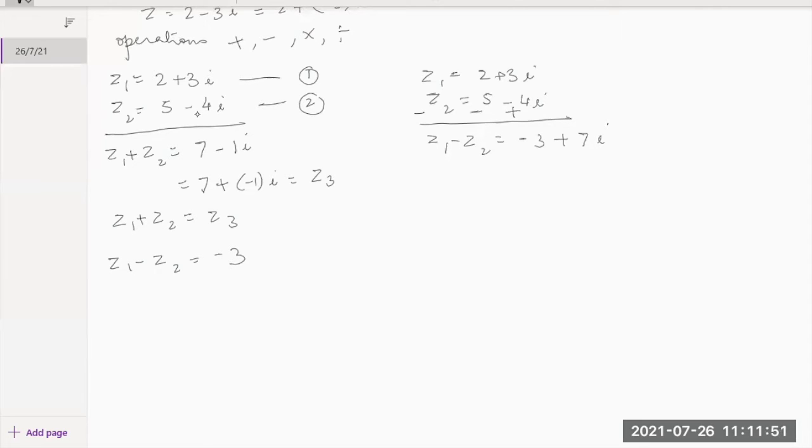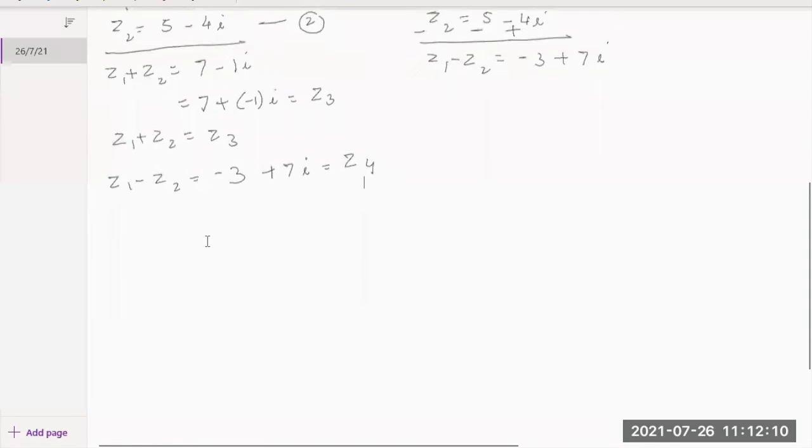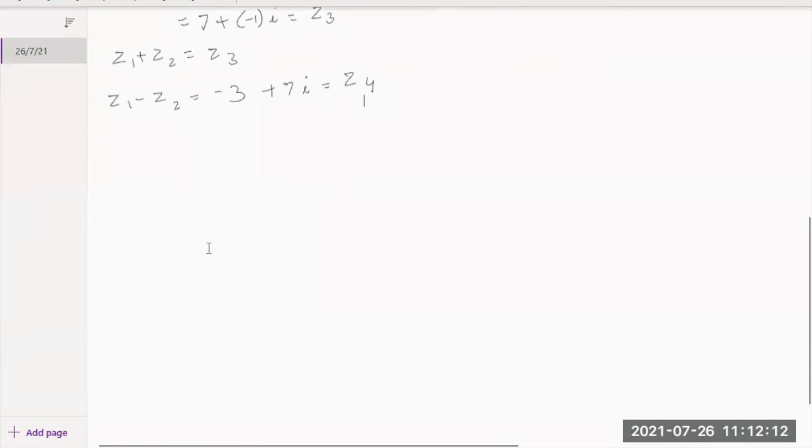Now, again, you can say this is minus 3 plus 7i, giving you some complex number, let's say Z4. So now you can see that Z1 minus Z2 is also giving you another complex number, Z4. So now you can see subtraction operation can also be applied to your complex numbers as you could do it for the other number system. Right? Now let's see the third operation.